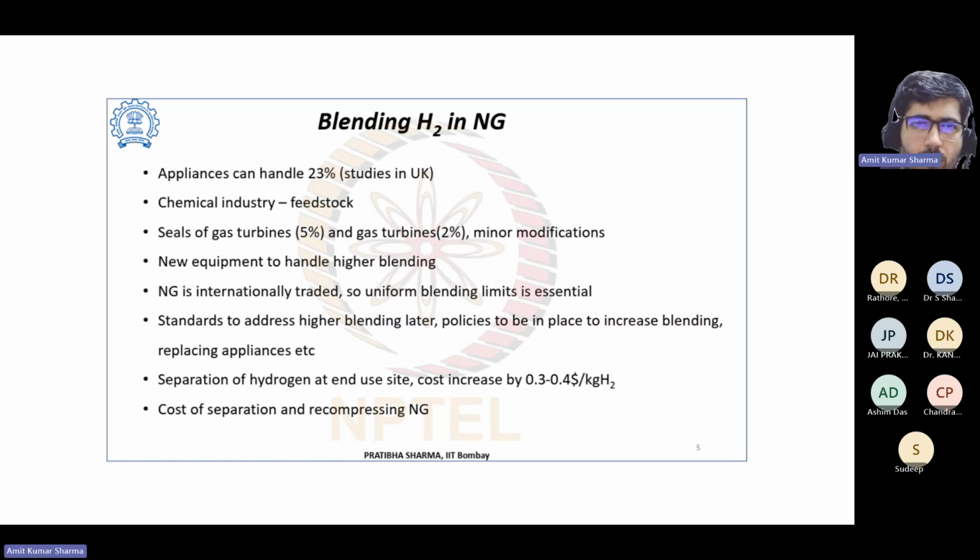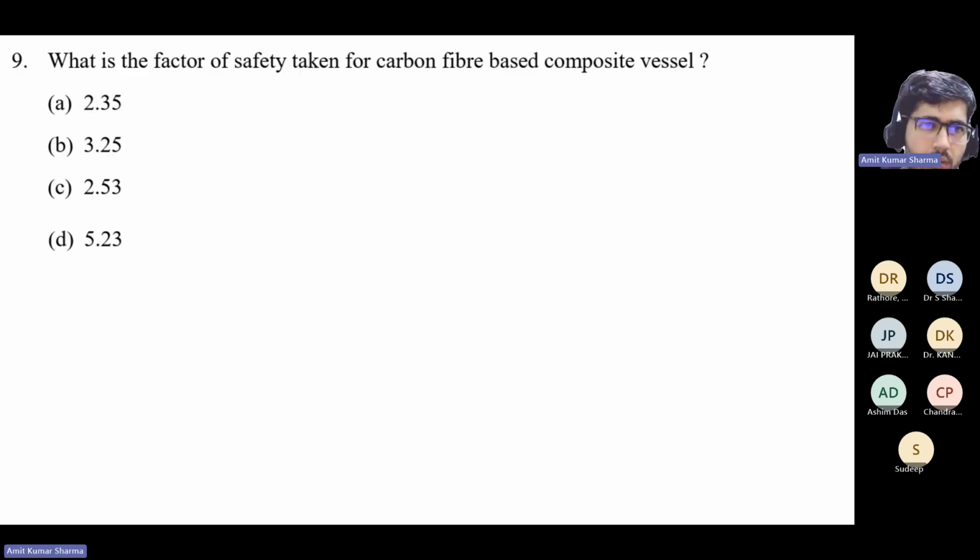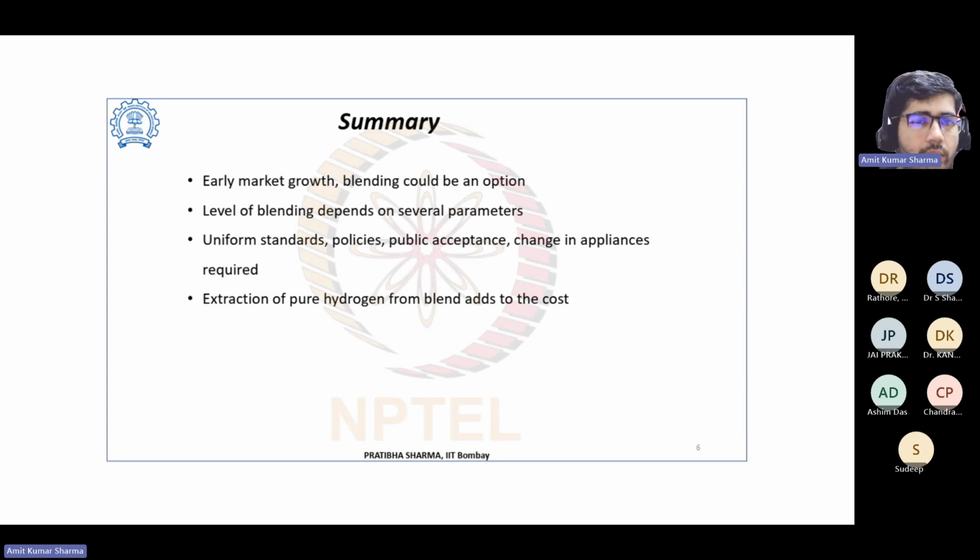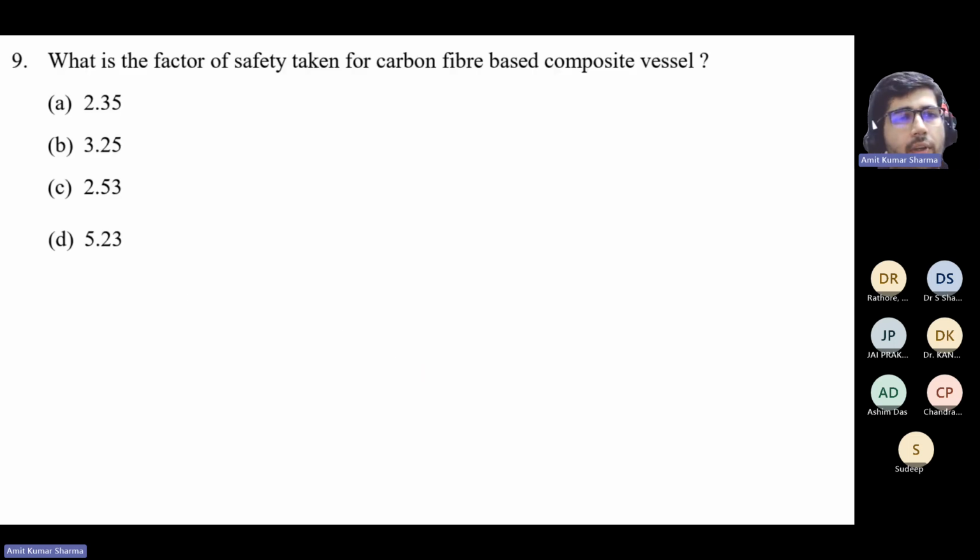So let's go to the question first. I think we have a question. Then, if time is left, we will come back to this. So what is the factor of safety taken for carbon fiber based composite vessels?